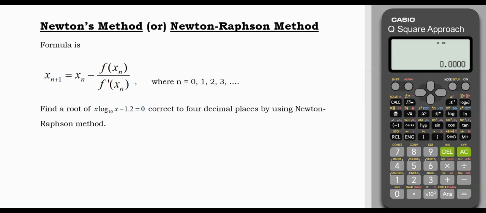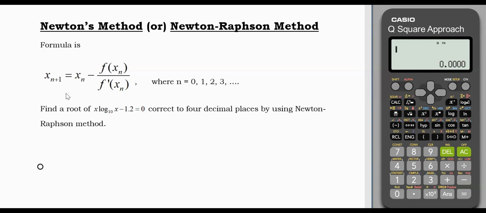Welcome to Q-square approach. In this video, we will solve a problem using Newton-Raphson method with the help of scientific calculator. And also, we'll discuss some important points of this method. The formula for this method is x_{n+1} equal to x_n minus f of x_n divided by f dash of x_n, where n is equal to 0, 1, 2, 3, etc.